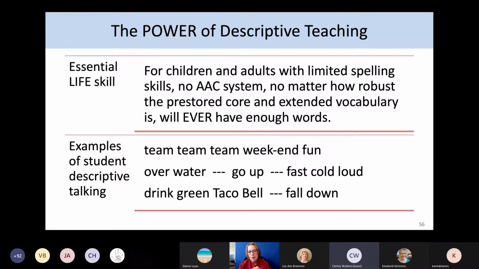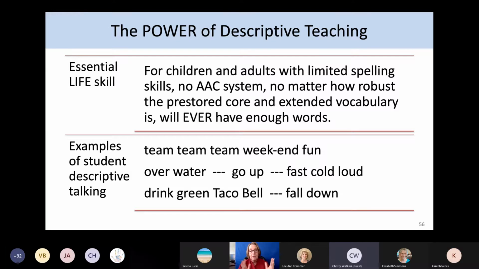And then another time I came over to his house, he gave me 3 little phrases. Over water, that's a phrase. Go up, fast, cold, loud. So he's descriptively talking about his experience of over water, go up, fast, cold, loud. I did not get this one. I had to go talk to the family and say to his brother, what is he talking about?